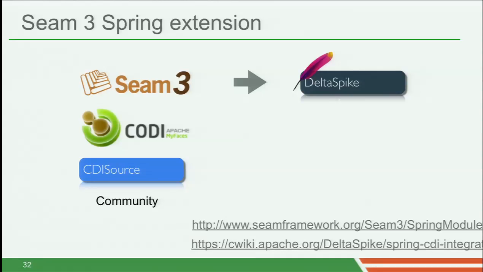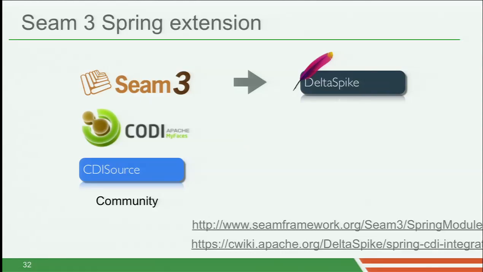The Apache Delta Spike project is under development, it's in incubation, right? But the reason why I'm showing you all this is that this capability of integrating Spring and CDI, which has been developed in Seam 3, is slated to be moved into Delta Spike. And this is where you're going to find it eventually.